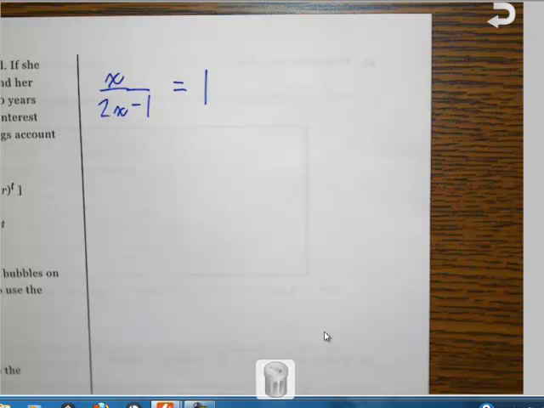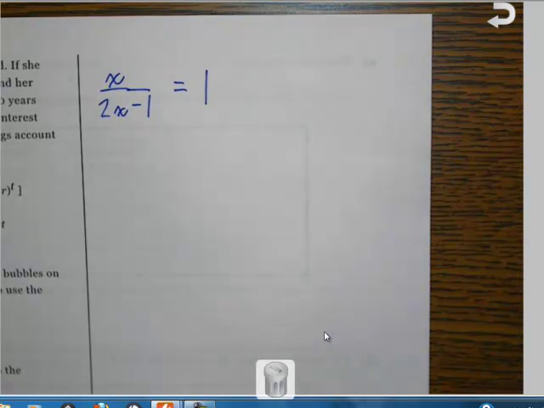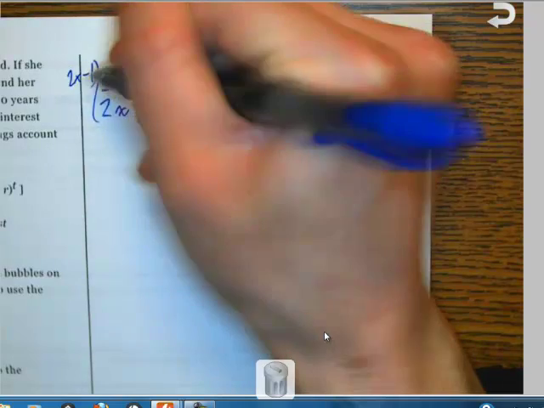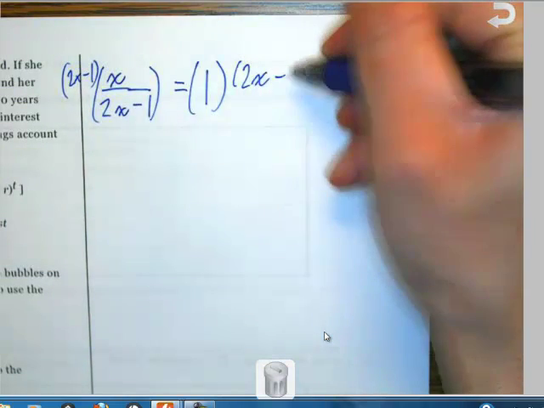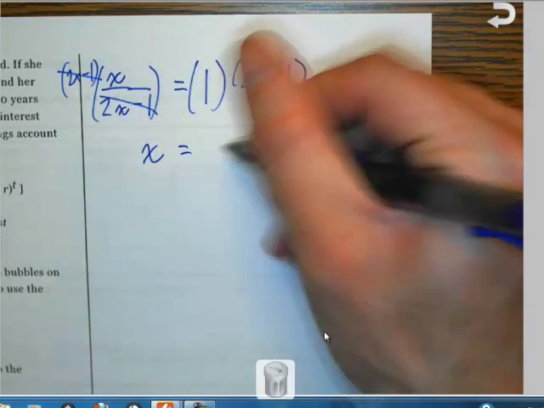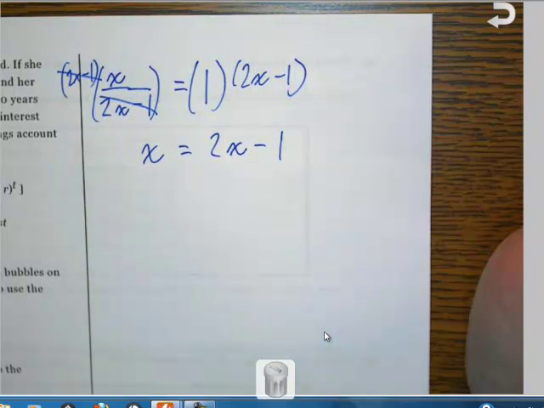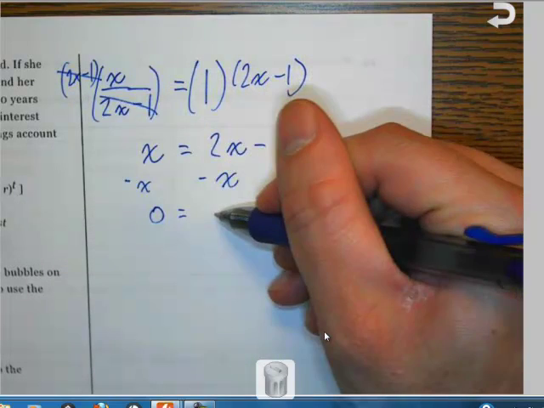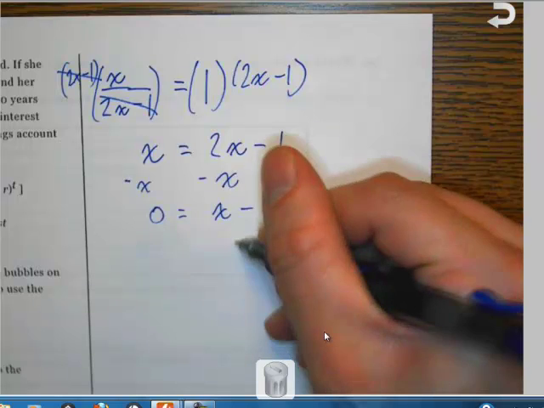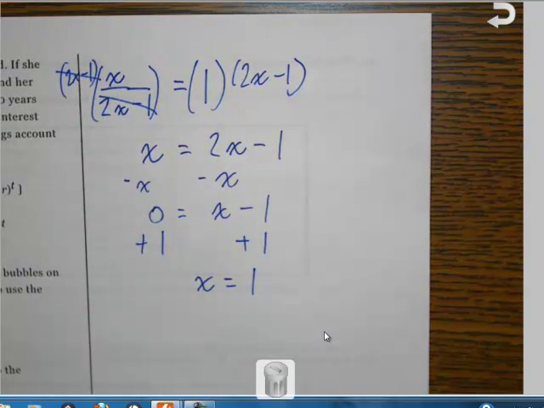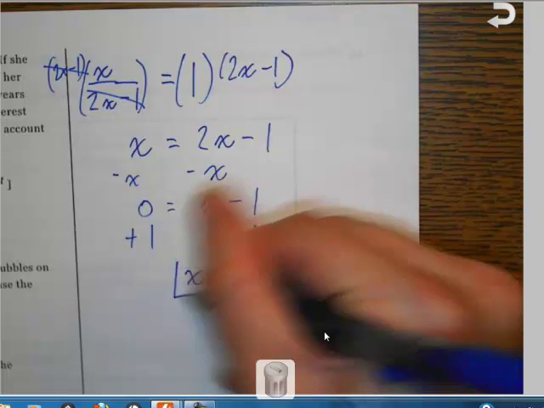Well, now you're just dealing with a rational function. And what's the first thing you're going to do when you have a problem with a fraction? You multiply by the denominator. You're going to multiply both sides by 2x minus 1. Well, 2x minus 1 cancels 2x minus 1. x is equal to 2x minus 1. You subtract x from both sides. You have 0 is equal to x minus 1. And then you add 1 to both sides. And this gives you that x is equal to 1. And that's your final solution.